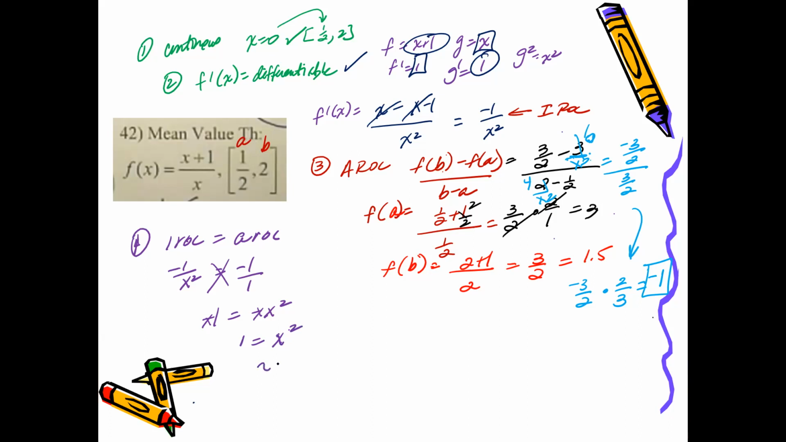Square root both sides, x is equal to plus and minus 1, and that is your c. However, the only one that I want to use is the one that's actually on the interval between 1/2 and 2. So can't use a -1. c is only going to equal +1. And that is your answer, you guys.